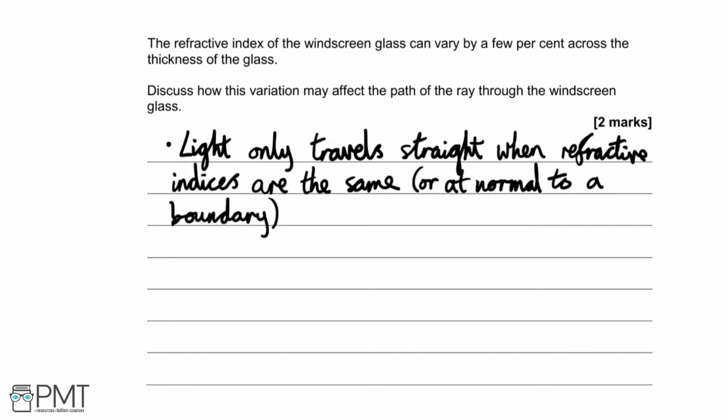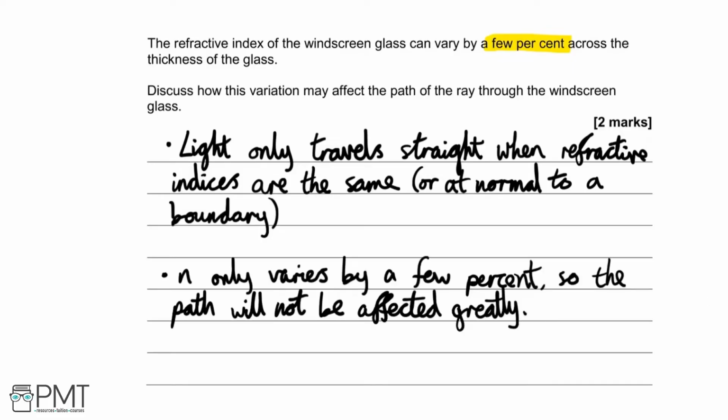The second point to make would be that where the refractive index of the windscreen glass is only varying by a few percent, it's unlikely to affect the path of the beam that much. So it won't be enough of a change to cause this mechanism not to work. So you notice we've got 2 points there. It's a 2-mark question, 1 mark for each.